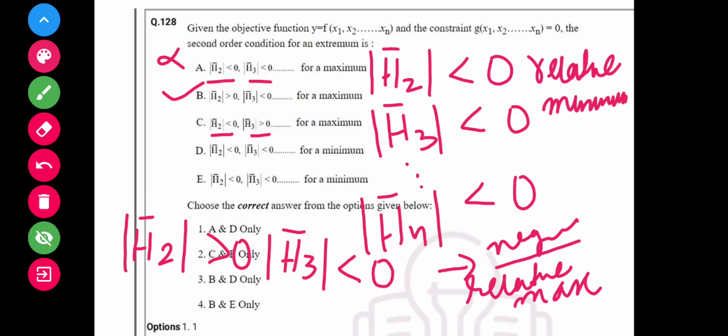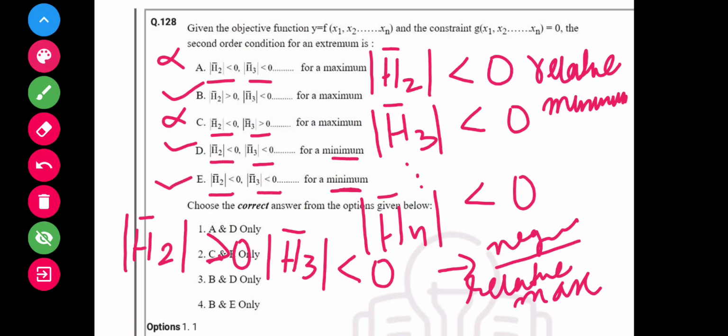Now C option, H2 less than 0, H3 greater than 0. So I have told you for relative maximum, our second bordered principle minor should be greater than 0. Since it is less than 0, this does not satisfy any condition whether for the relative maximum or minimum. What about D? H2 less than 0, H3 less than 0. This satisfies the condition for minimum. This is correct. And what about the last option? H2 less than 0, H3 less than 0. It also satisfies the condition for minimum. So this is also correct.